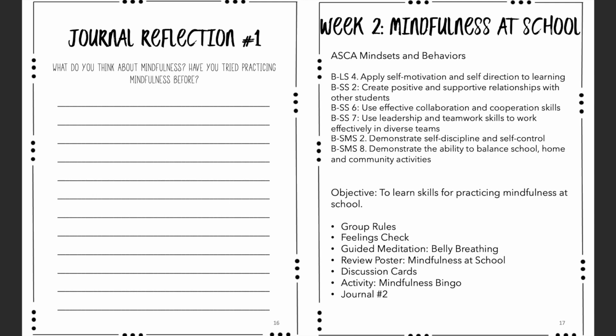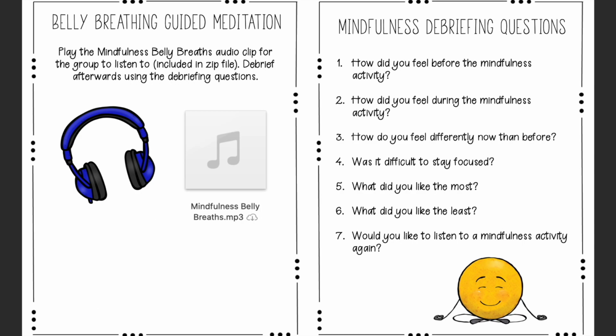So week 2, same thing. You're starting with that group rules and feelings check. And then you have a guided meditation. So these guided meditations you will get, when you download this, you'll get this PDF, but you also get a zip file of these MP3s. So you play the audio clip for them to listen to, and then they're going to follow the instructions, and then afterwards debrief using these debriefing questions.